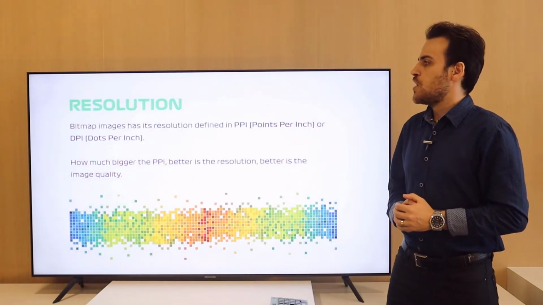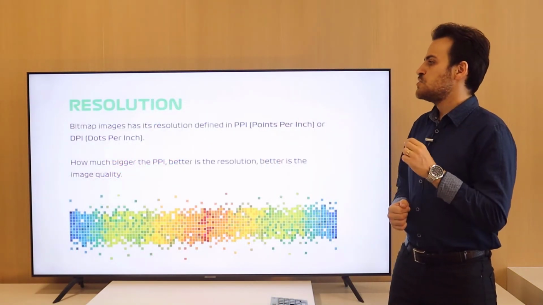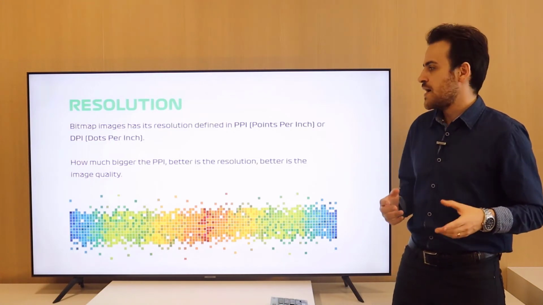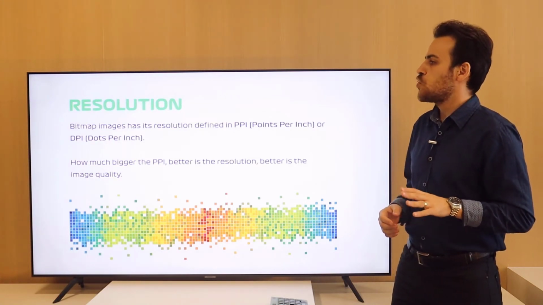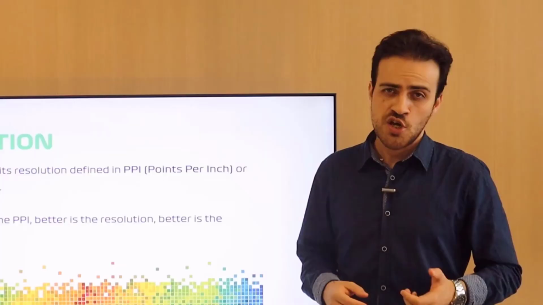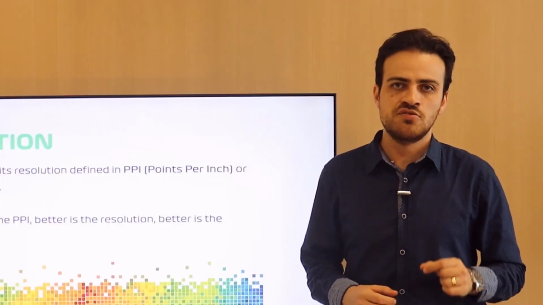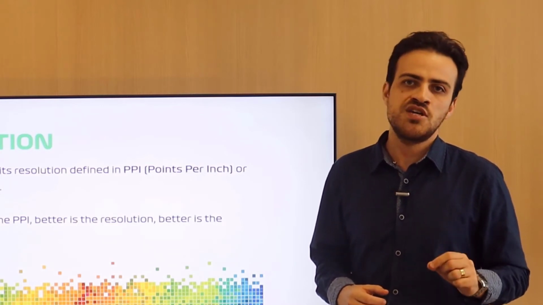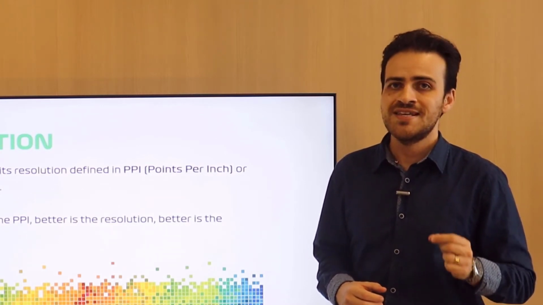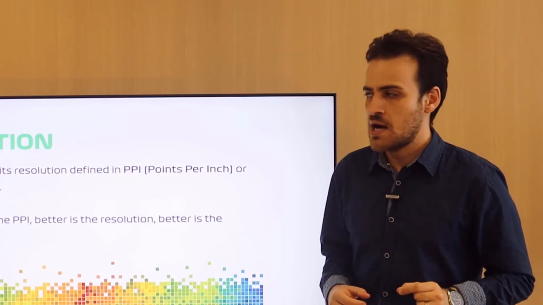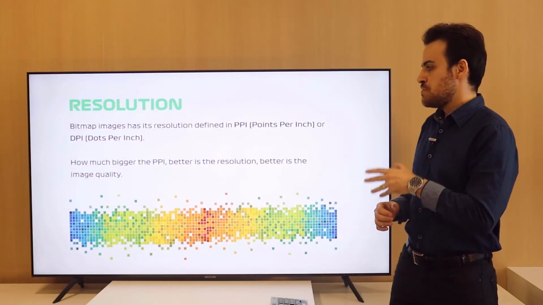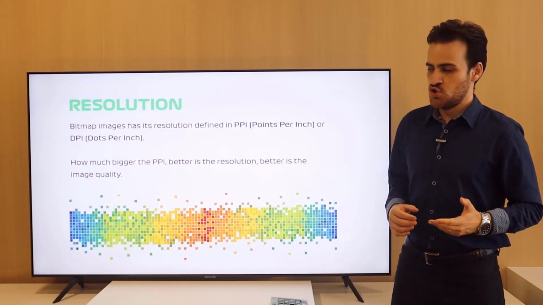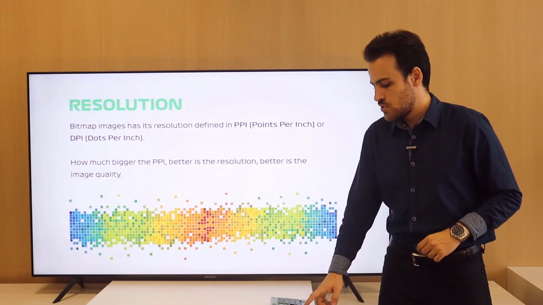Talking a little more about resolution, bitmap images have their resolution defined in ppi, points per inch, or dpi, dots per inch. So every time you start a project in Photoshop or Illustrator, you have this information about resolution in ppi or dpi. The bigger the ppi, the better the resolution, the better the image quality.